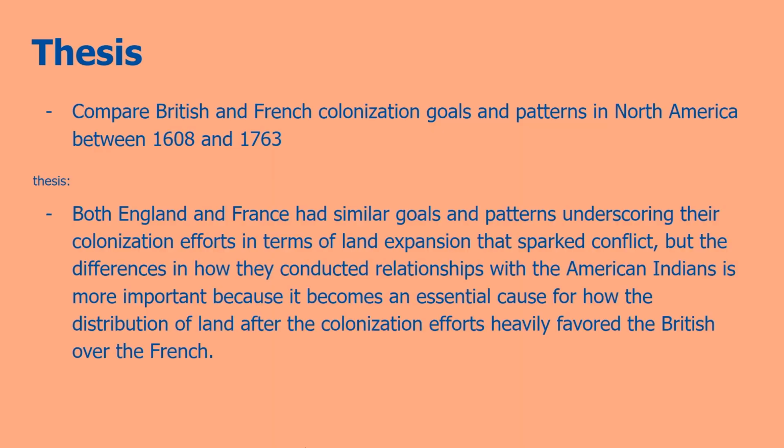So here's a thesis. Both England and France had similar goals and patterns underscoring their colonization efforts in terms of land expansion that sparked conflict, but the differences in how they conducted relationships with the American Indians is more important because it becomes an essential cause for how the distribution of land after the colonization efforts heavily favored the British over the French. So this thesis sets us up for the first paragraph to talk about how both the British and French expansion efforts started conflict with the people in the region and between the British and the French, because we know that the French and Indian War was because of British and French colonization expansion.